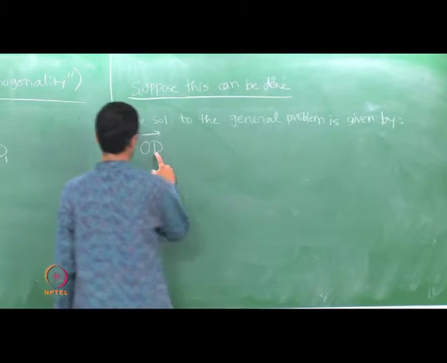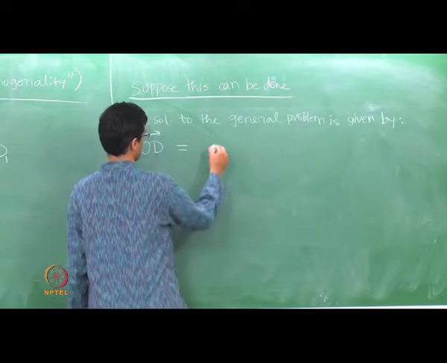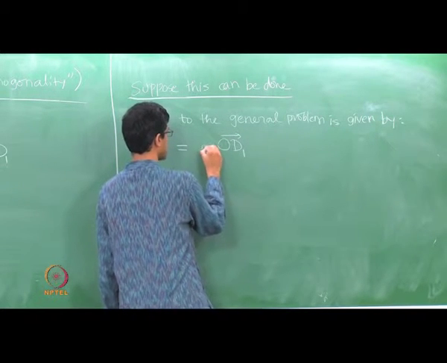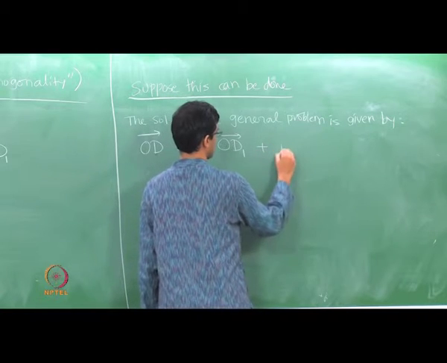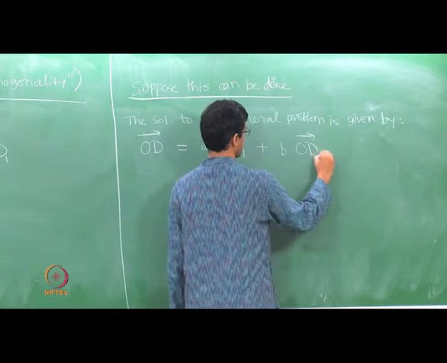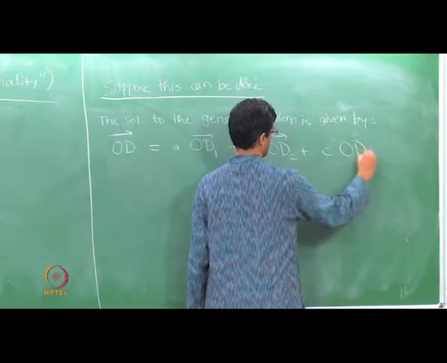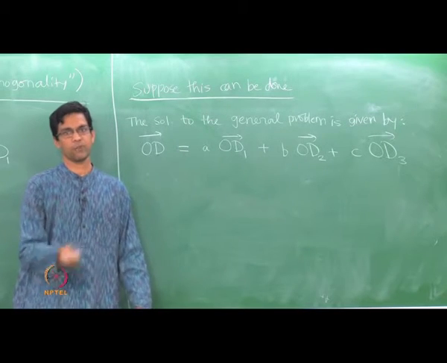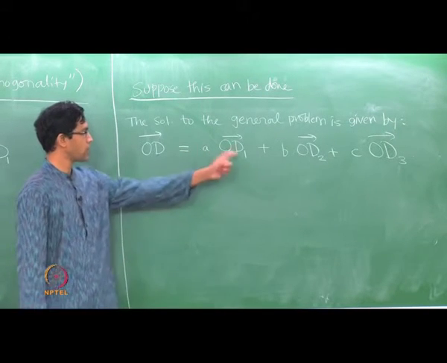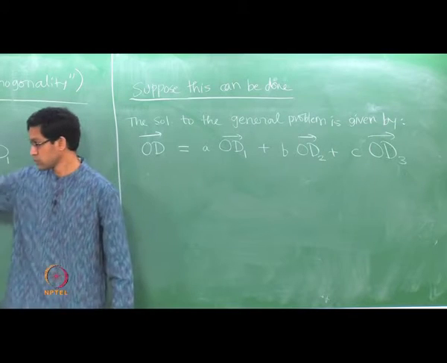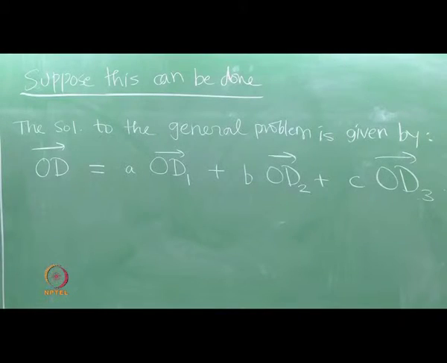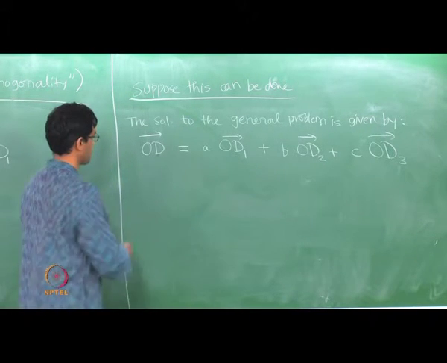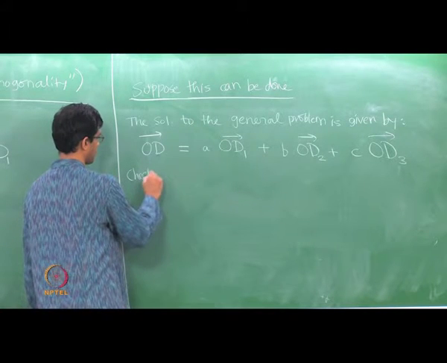You define the position vector OD as you have 3 position vectors OD1, OD2 and OD3. You just take a linear combination, you say it is A times this plus B times that. Okay. So, I have these 3 points D1, D2, D3, and here is the linear combination A, B and C, where those are the given 3 numbers. This linear combination we claim is going to be a solution to the general problem. Okay. So, let us check that this is in fact true.